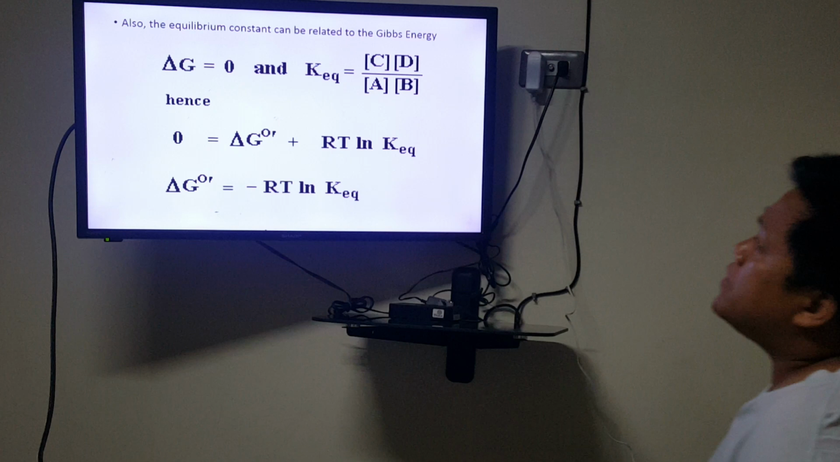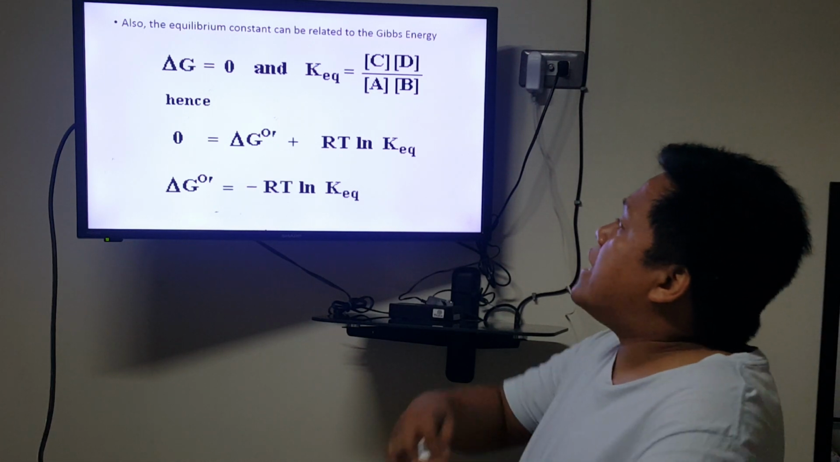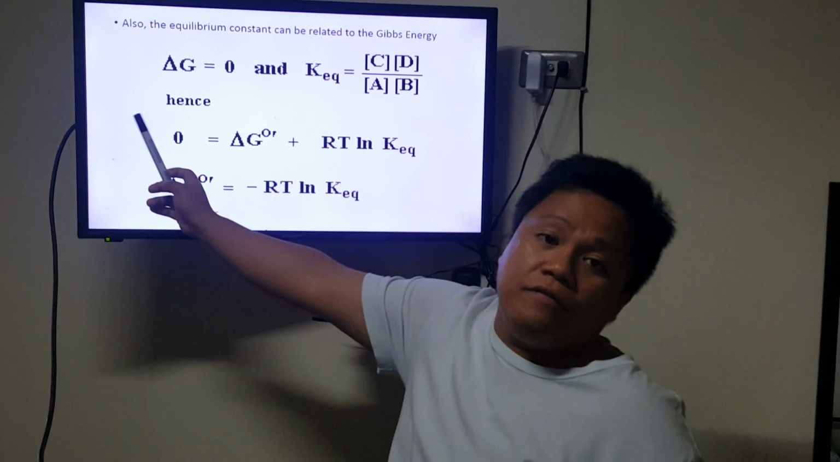Also, the equilibrium constant can be related to the Gibbs energy. So this is the formula.